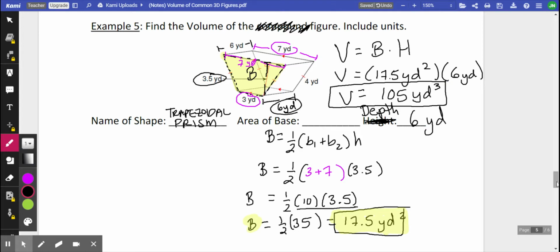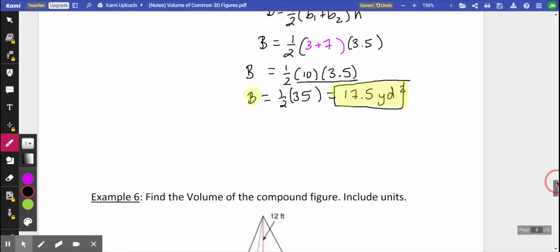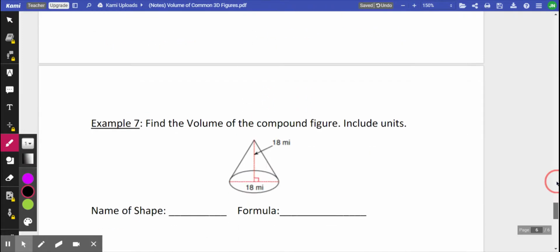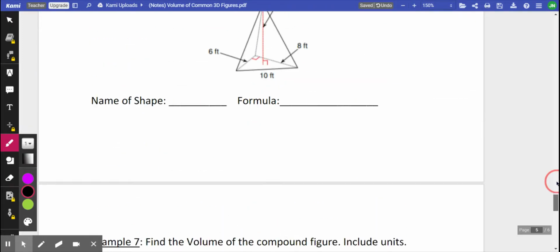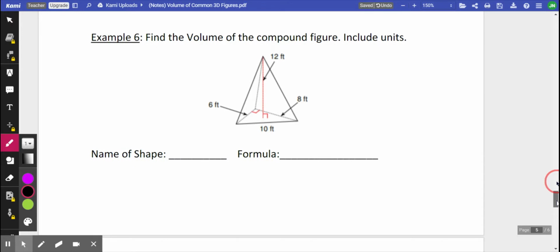So that means that 105 boxes of 1 yard cubed would fit in this trapezoid according to the dimensions. Okay, I do have a couple of more examples. The other couple of examples are just very straightforward, plugging into the formula.